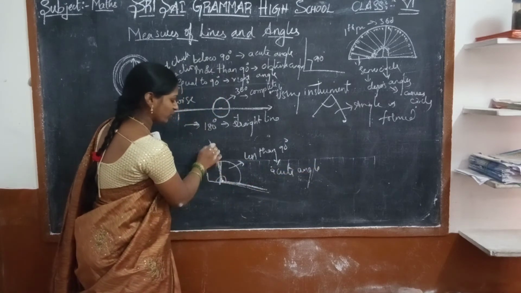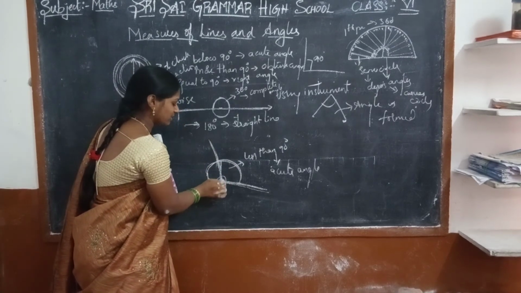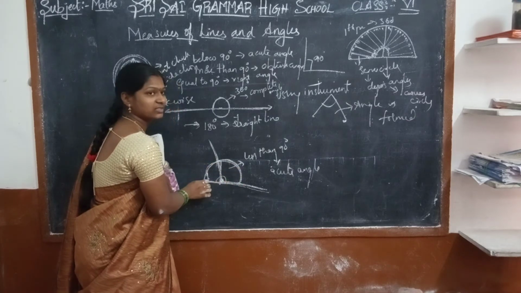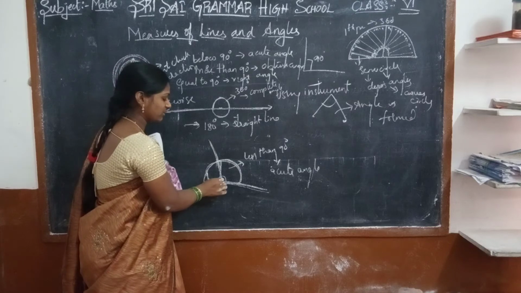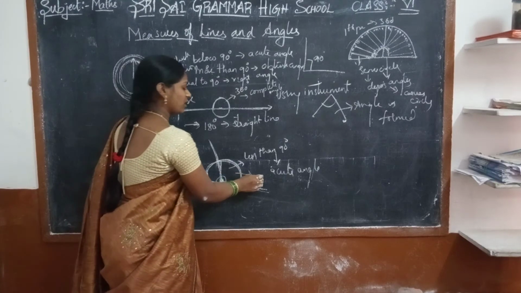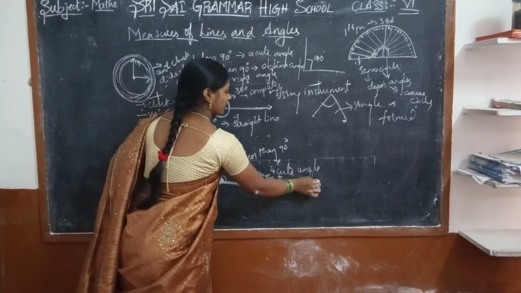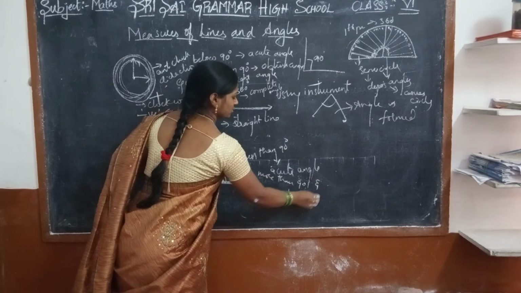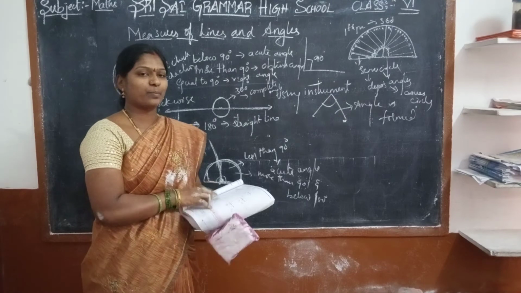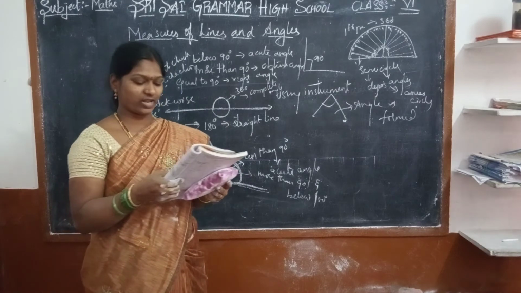When you measure with the protractor, you should not move the point. Exactly, you have to keep the protractor at the point and measure. Yes, then this is said to be an acute angle. An obtuse angle is more than 90 degrees and below 180 degrees. So by the protractor you can measure and tell whether it is an obtuse or acute angle.